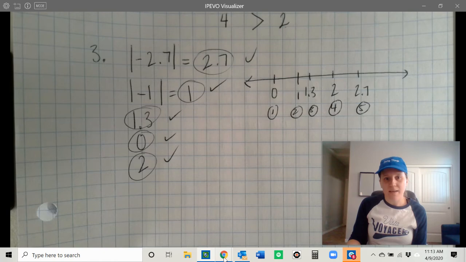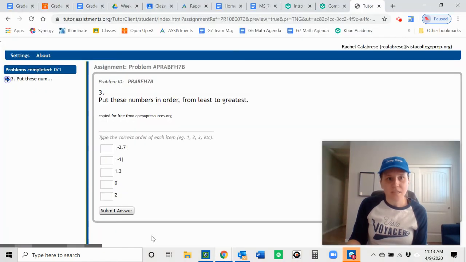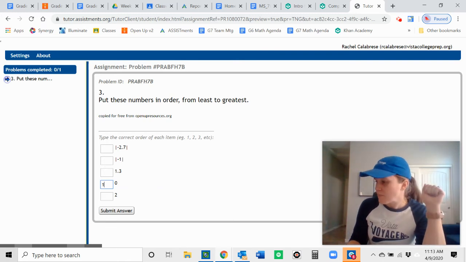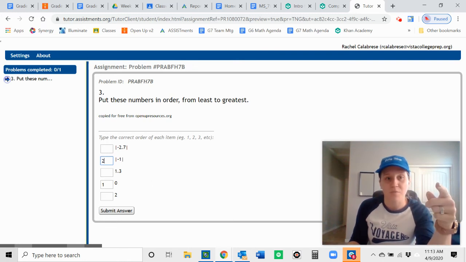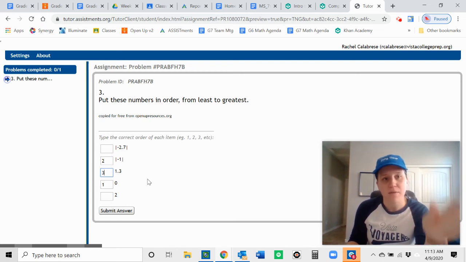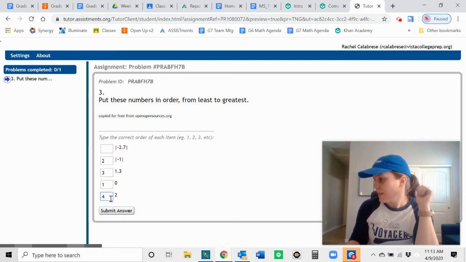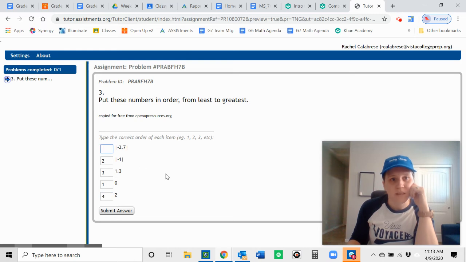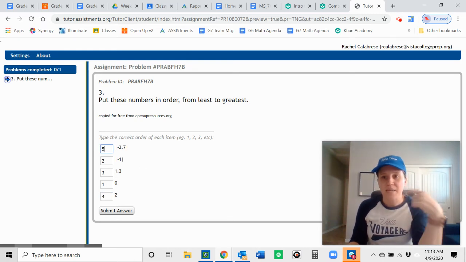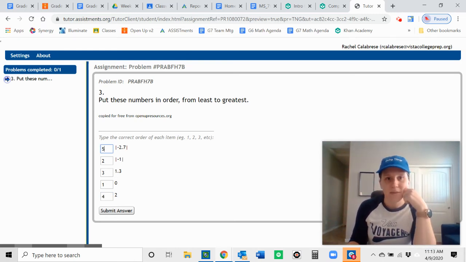So that question that you had on your independent practice, your answer should look like this. My least number was 0, that one came first. Then the absolute value of -1 came second. Remember, that turned into a +1 because the absolute value of -1 is 1. Then 1.3 came third. Fourth on my list was 2. And fifth on my list was the absolute value of -2.7. Remember, because that has the value of +2.7.